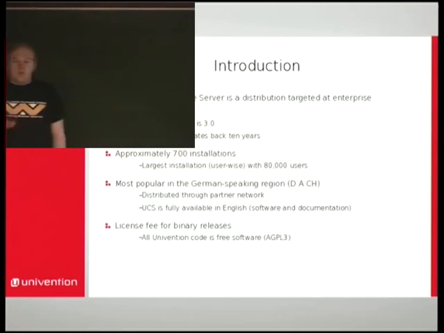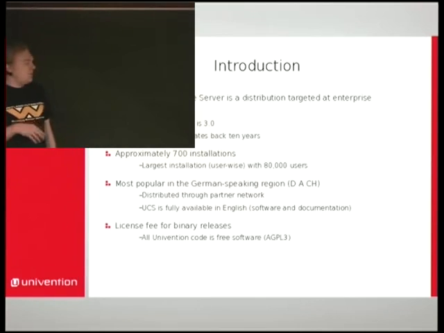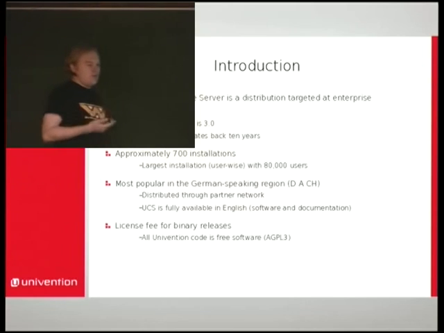Everything we develop is free software. All the code we develop ourselves is covered by the GPL3, the Affero version of the GPL3. And if anyone wants to run the binary version of Univention Corporate Server, they pay a license fee. This is a model very similar to what Red Hat does with Red Hat Enterprise Linux.